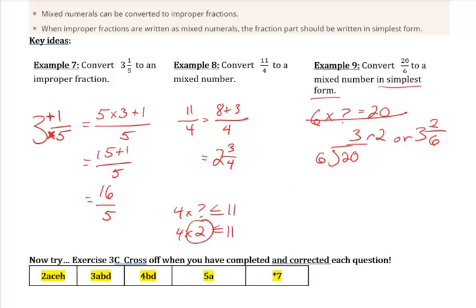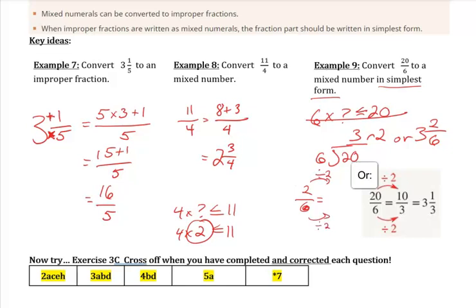Or you could do it in your head, as I said, 6 times what will get me close to, but not go over, I should change that to less than or equal to 20. It doesn't make it to 20, but it gets close, and we got that remainder. So we've got 3 and 2 sixths. Of course, we know that 2 sixths, if we divide both the top and the bottom by the same number, 2, we get an equivalent fraction, and that gives us 1/3. So therefore, our answer is 3 and 1/3 in simplest form.